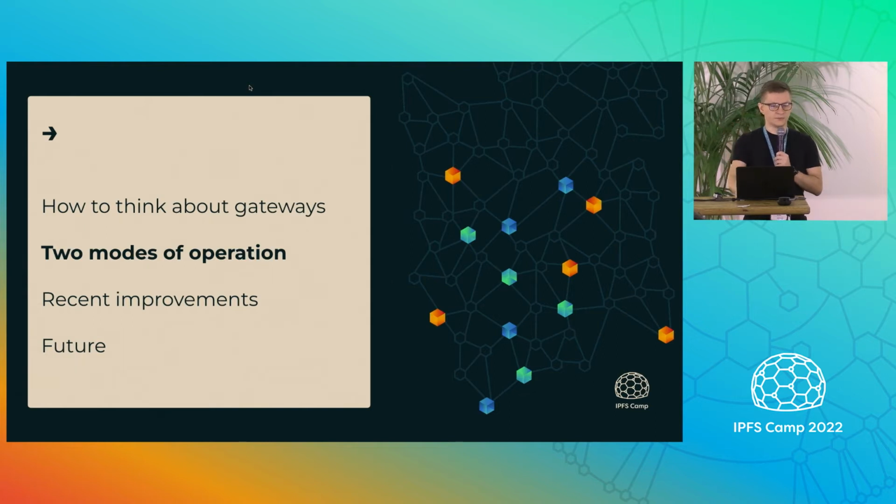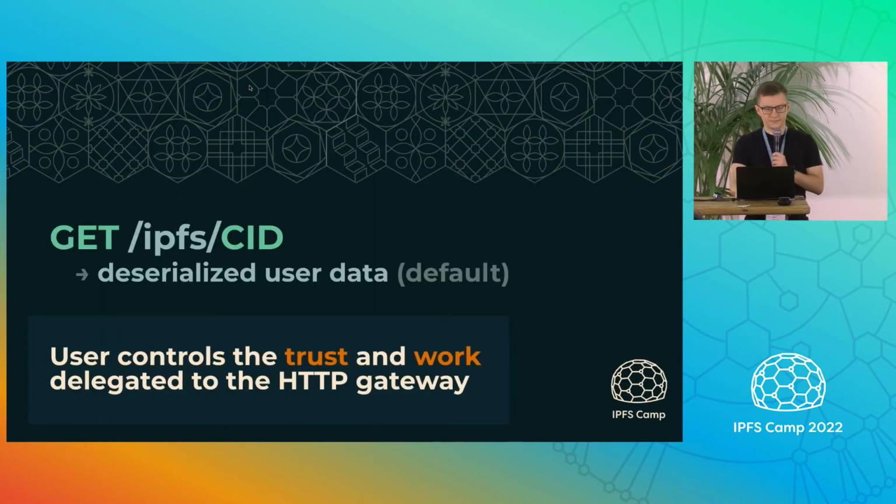And there are two modes of operation right now, which I would like to go over. The default one that has been around for multiple years is requesting a specific CID or a path and getting deserialized user data back. So when you make a request to the gateway, the end user, the user agent, is in control of how much trust and work is delegated to the HTTP gateway. Historically, there was only one option. You delegate everything to the gateway. It does all IPFS things and all the content addressing things.